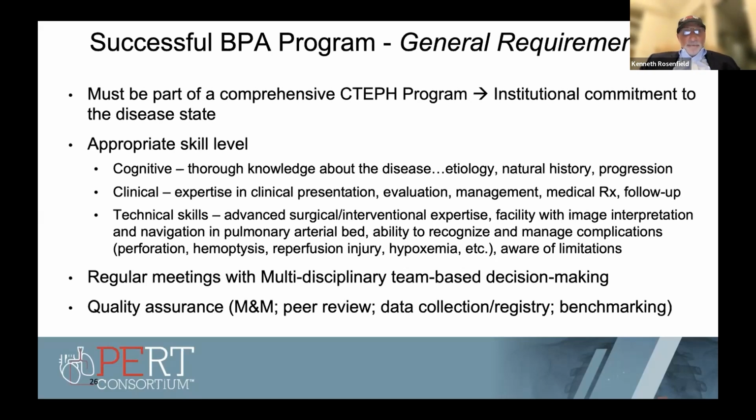Anyway, so you need advanced surgical and interventional expertise, facility with image interpretation and navigation in the pulmonary bed, ability to recognize and especially manage complications. And I'm talking, you need to be right there and know in advance. You need to predict what's going to happen. Perforation, hemoptysis, reperfusion injury, hypoxemia.